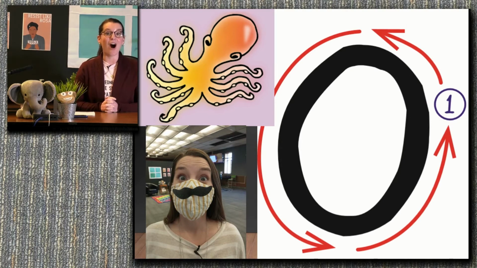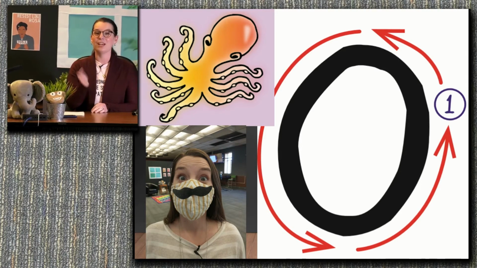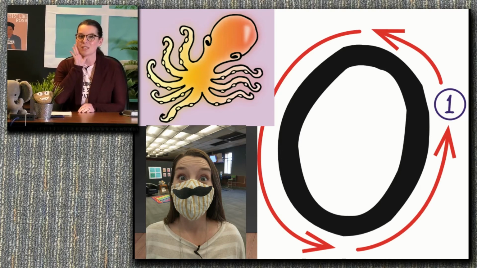O can say ah, like an octopus and Oslin. When we sound O, we usually say it says ah. Sound O, ah. It's also at the beginning of Mrs. Wally's son Oliver's name.